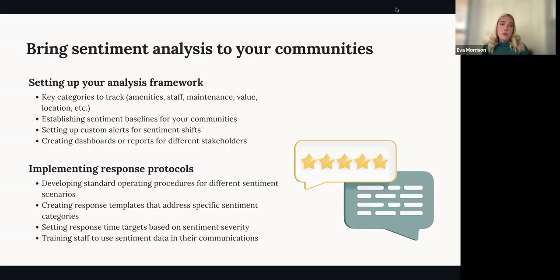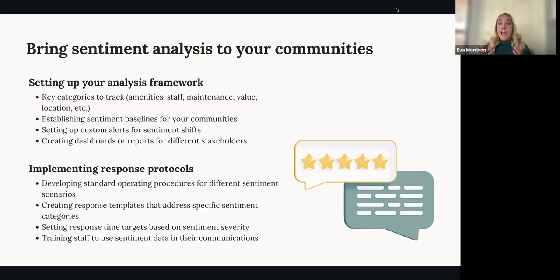And again, setting up these dashboards and reports around these key categories helps everyone on our on-the-ground team understand this data and use it in their day-to-day operations, whether it's the property managers, the marketing team, or the leasing team. Having those dashboards and starting to get folks comfortable with looking at and interpreting this data is a great place to start.